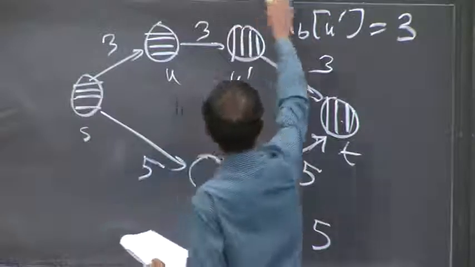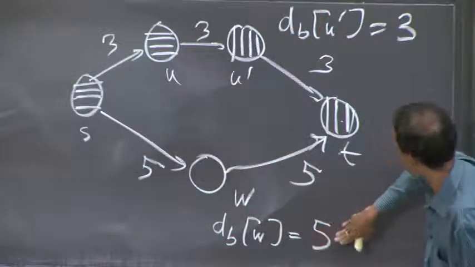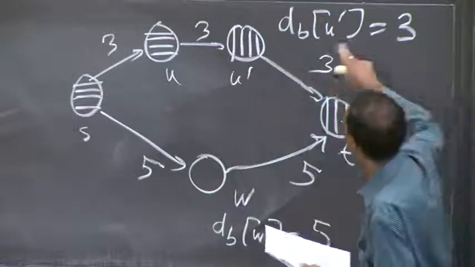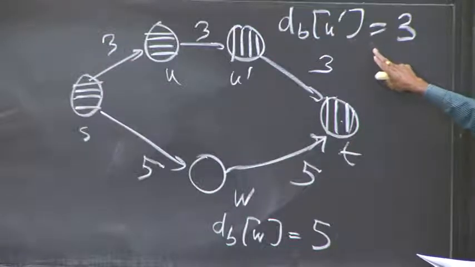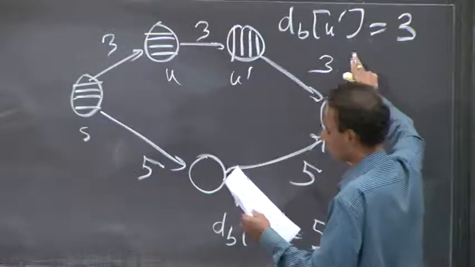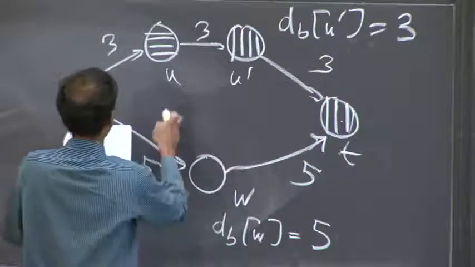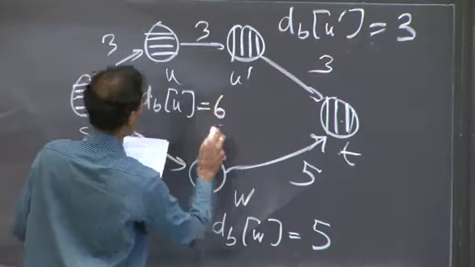So that I already had. And so when I have dB of W equals 5 and dB of U prime equals 3, then obviously I'm going to pick the one with the min priority, which corresponds to this one. And what it's going to do is it's going to go process that and set dB of U equals 6.